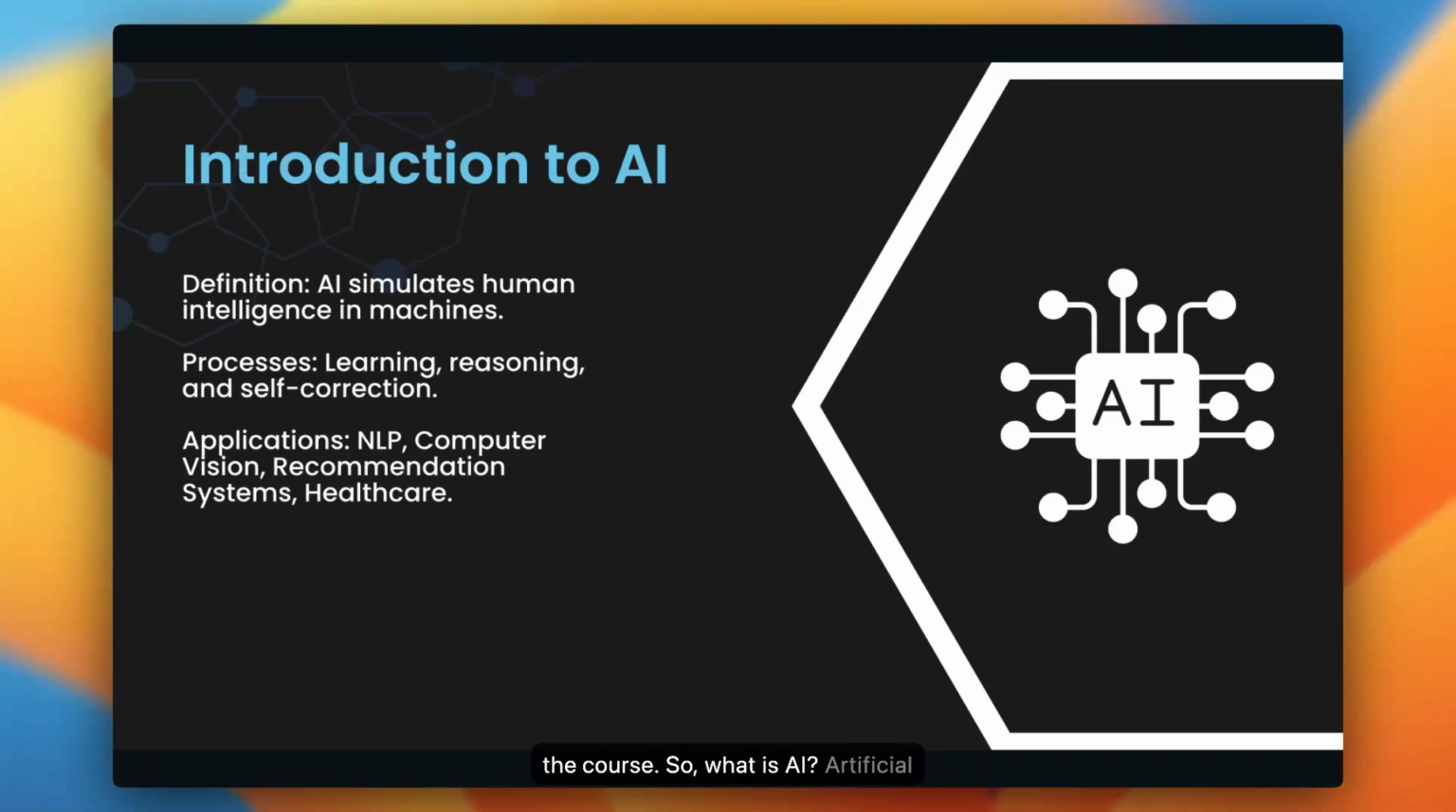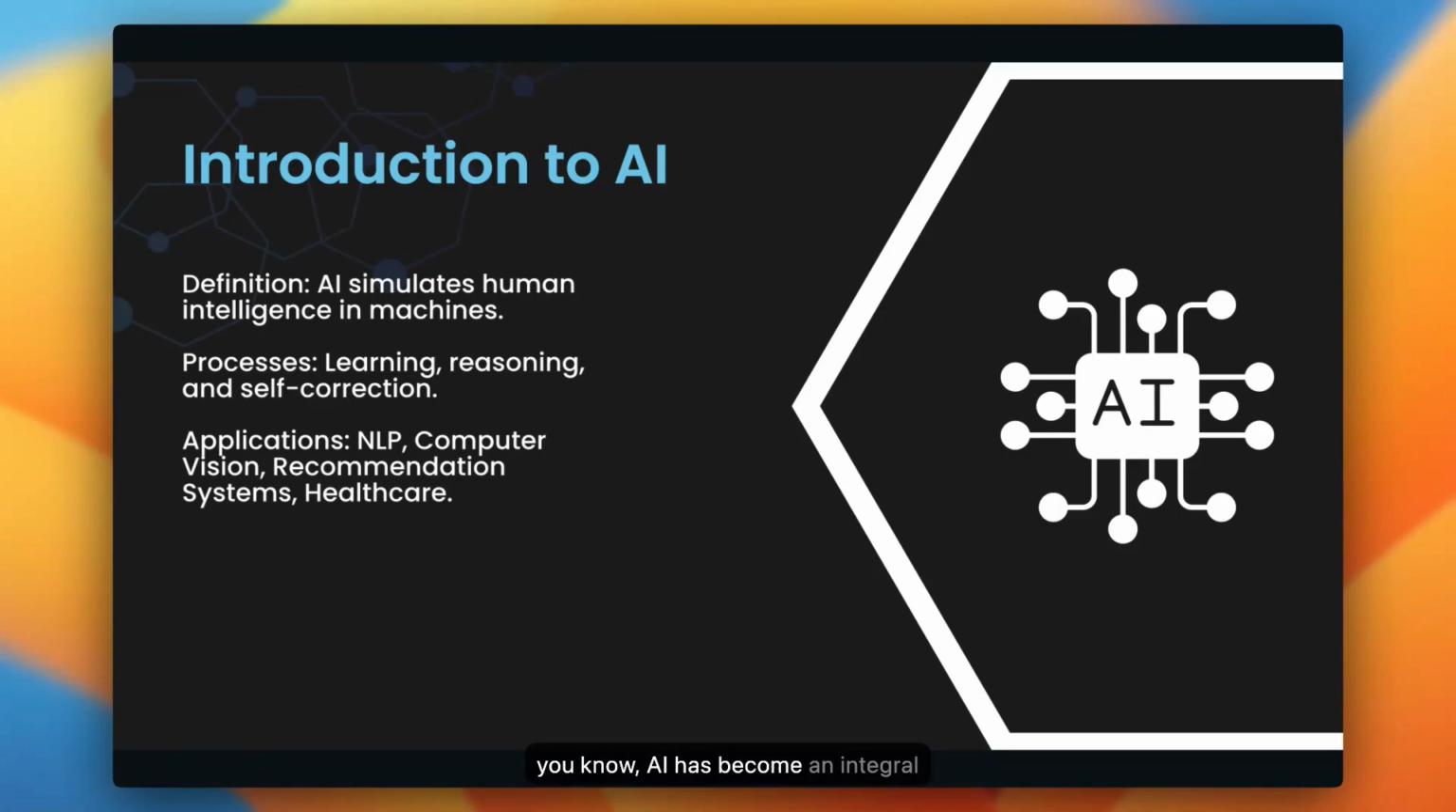So, what is AI? Artificial intelligence, or shortly AI, refers to the simulation of human intelligence processes by machines, especially computer systems. So, to make it simpler, artificial intelligence is just trying to copy how we think, so human intelligence. And these processes include learning, so acquiring information and rules for using the information, reasoning, using rules to reach approximate or definite conclusions, and self-correction.